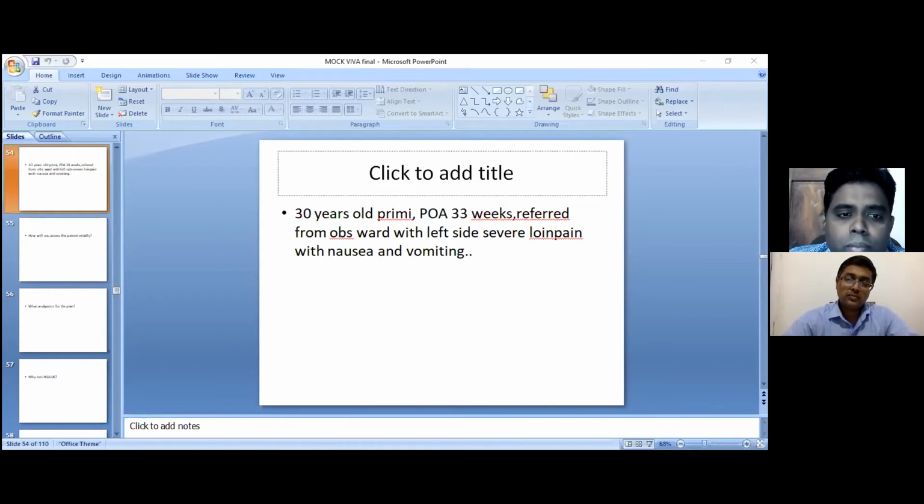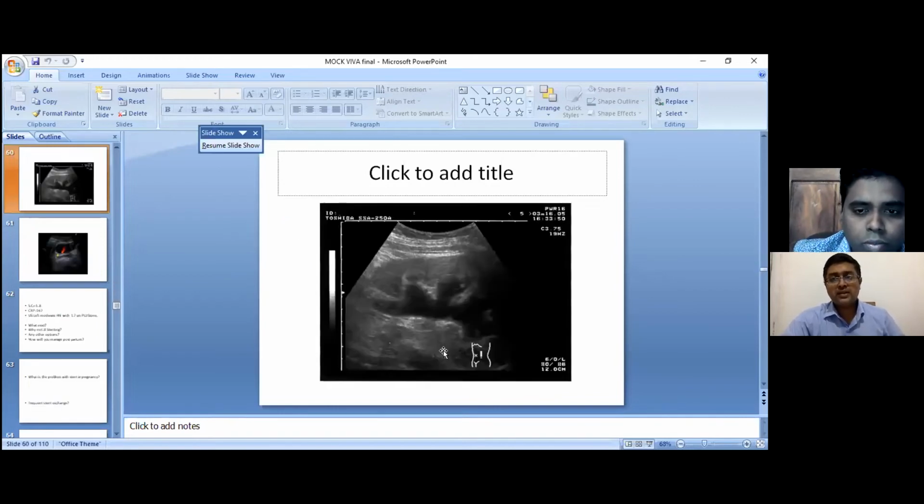So this is the ultrasound scan. What do you see? Okay, I can't actually see. Can you see now? No, I'm still on the first slide, the 30-year-old primary POA 33 weeks. That is what I see. The slides have not progressed. Okay. Can you see now? Yeah. Okay.